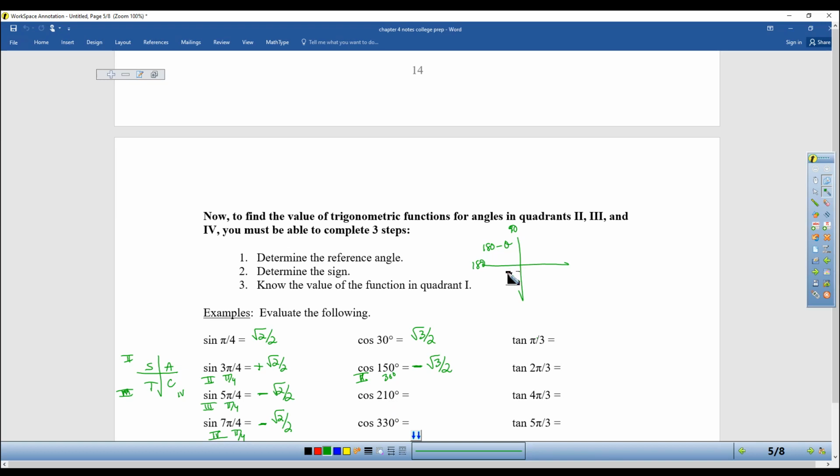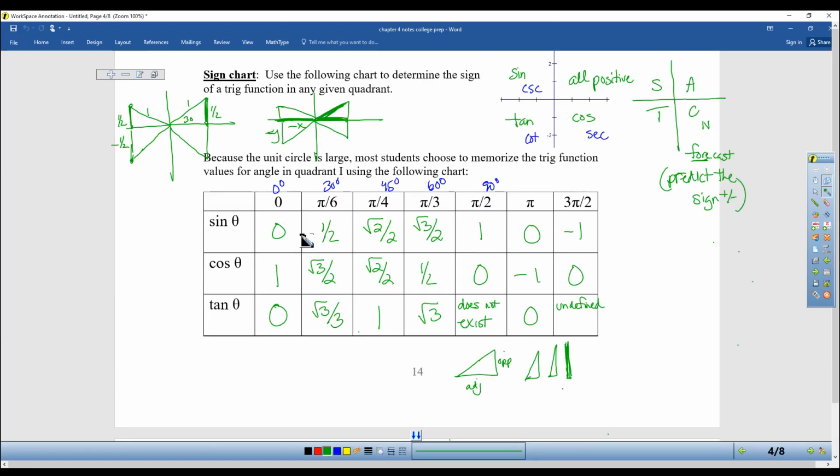210 is over here in quadrant 3. So I'm in quadrant 3. According to my forecast, cosine is negative in quadrant 3. It's only positive in 1 and 4. And how do I get this reference angle? I do theta minus 180. So 210 minus 180, the reference angle is 30. Once I know it's 30, I can use my square root of 3 over 2. So that's why knowing this chart is so important, because every single reference angle points you back to here.